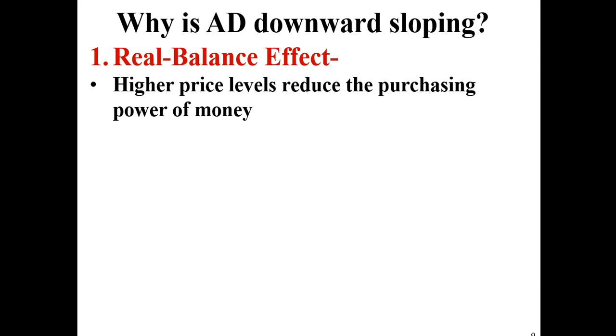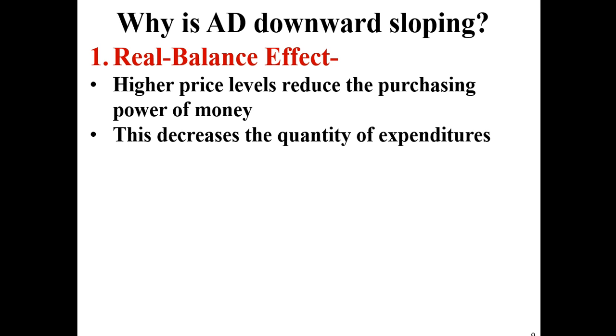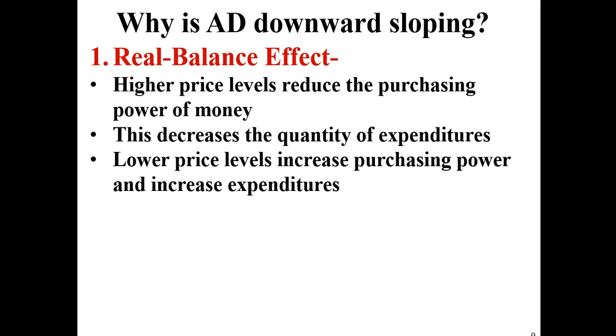To explain why aggregate demand is downward sloping, we have three effects. And it's important to understand how these overlap, and that each one of them partially explains that downward sloping shape of the aggregate demand curve. The first one is called the real balance effect. And what this tells us is that higher price levels reduce the purchasing power of money. And because of that, the quantity of expenditures is going to decrease. So it's as simple as purchasing power being diminished by higher prices.